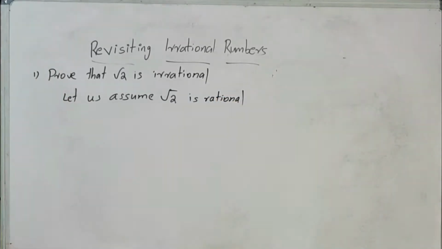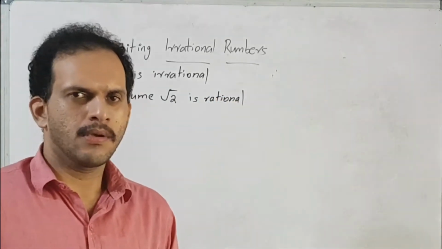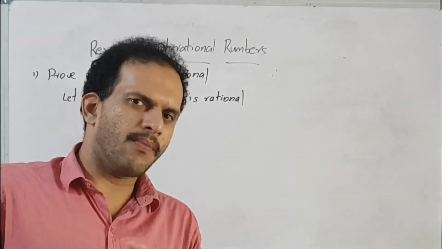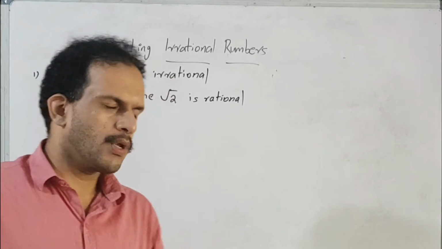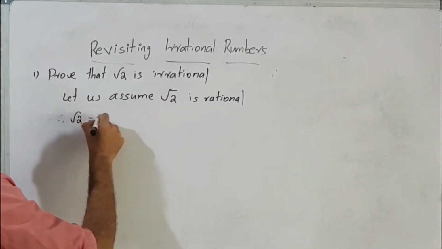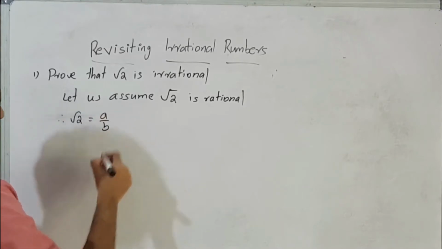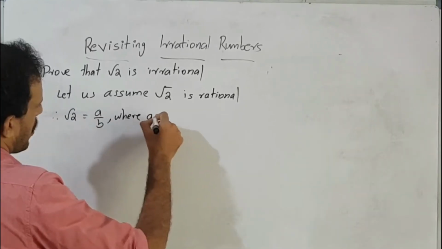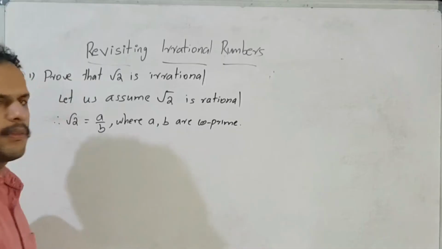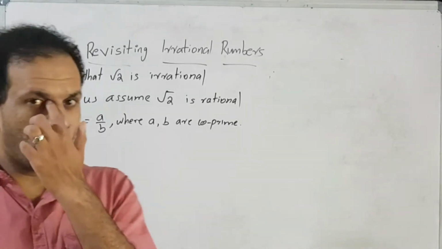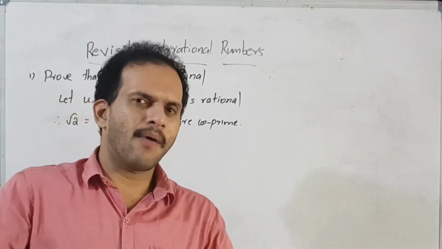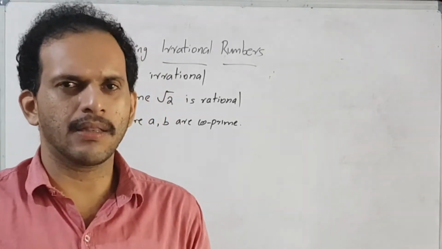We know that if root 2 is rational, it is possible to write it in the form P by Q. So we write root 2 equals A by B, where A and B are co-prime. You know what co-prime means, correct? What is the meaning of co-prime? Co-prime means the numbers have no common factor other than 1.